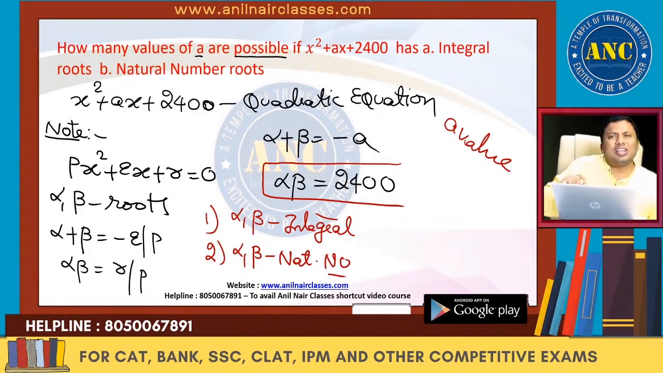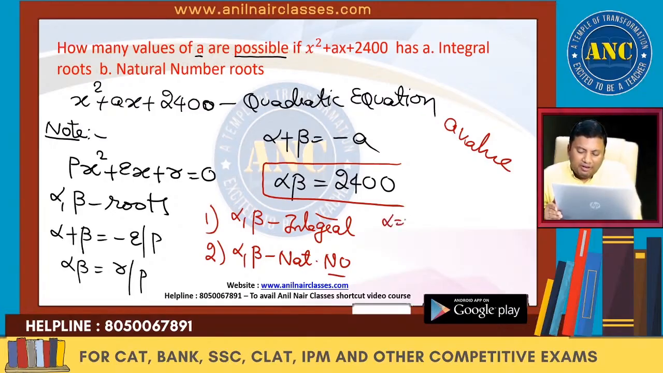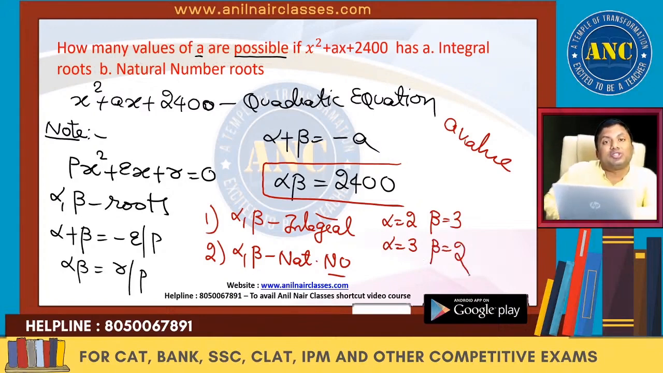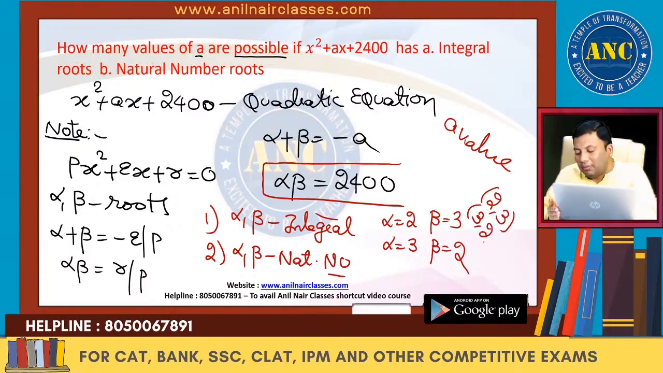Now, what is the question that he is asking? He is asking the question for a value. He is not asking how many values alpha and beta will take. Now listen carefully. For example, if alpha is 2, beta is 3, alpha plus beta is 5, and a value will be minus 5. If alpha is 3, beta is 2, what is a value? Minus 5. If one is 2, another is 3, or if one is 3, another is 2, the value of a is not changing. That means if I am taking 2, 3, I should not take 3, 2, because both of them will result in the same value for a.